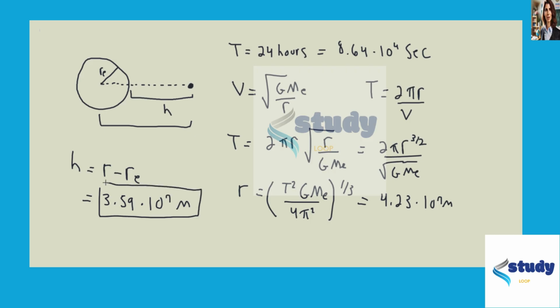So that'll be the height at which any satellite or any object in orbit will always have a period of 24 hours. So it'll always stay above the same point on Earth.